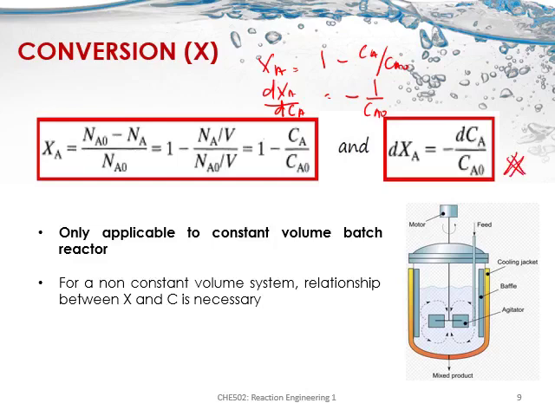Alright, this is only applicable to a constant volume batch reactor. Remember, constant volume. There are batch reactors which do not have constant volume; we will learn about that in the next chapter. For a non-constant volume system, a relationship between X and C is necessary. Conversion and concentration relationship is necessary.